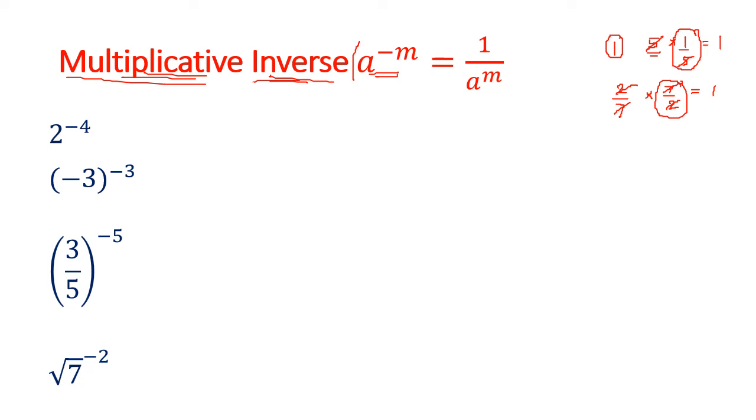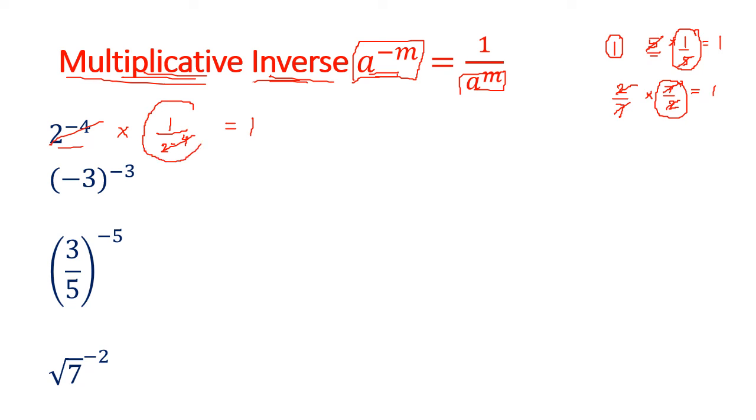So this a raised to minus m is called the multiplicative inverse. So a raised to m and a raised to minus m are multiplicative inverses. For example, the first one we have 2 raised to minus 4. Now, what should I multiply it by to get 1? I multiply it by the reciprocal. That is, I write 1 upon 2 raised to minus 4. So this both gets cut and I get the answer 1.